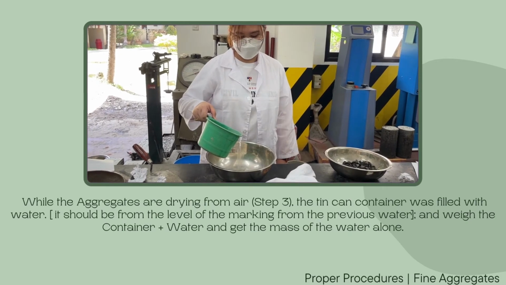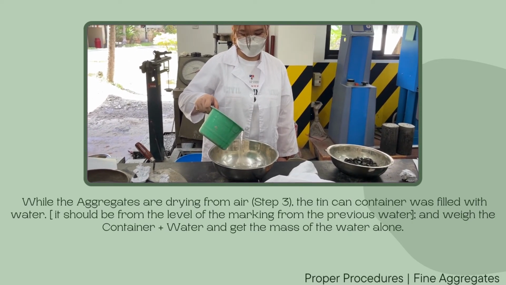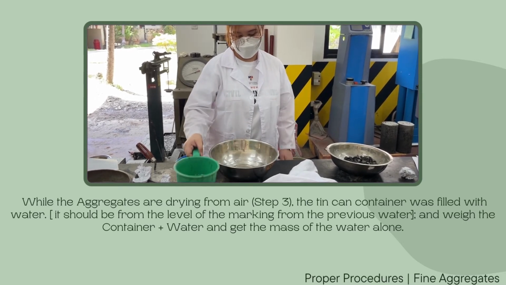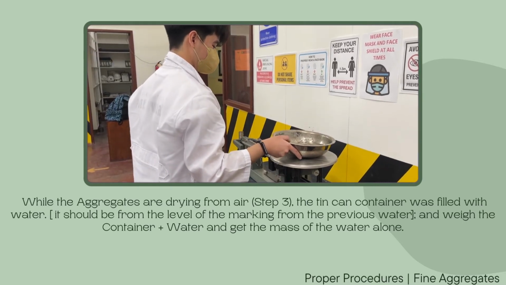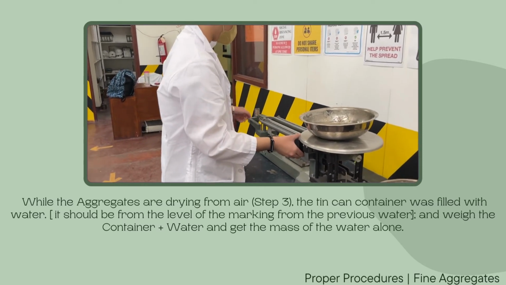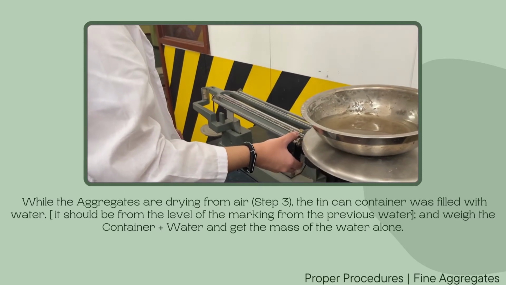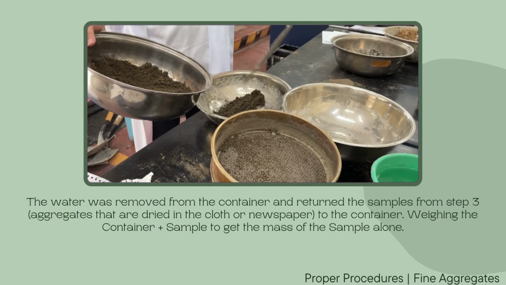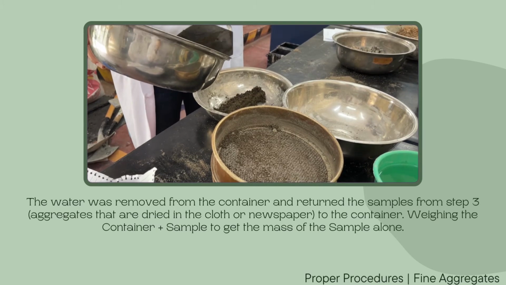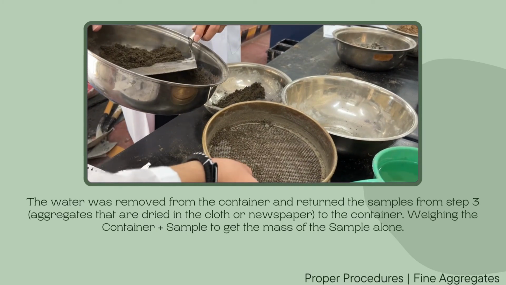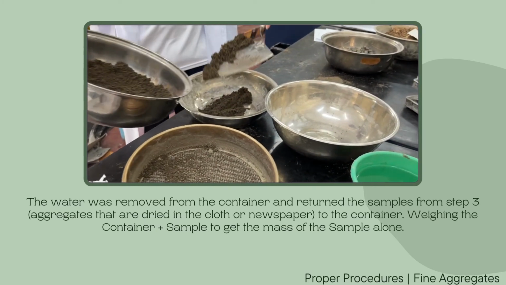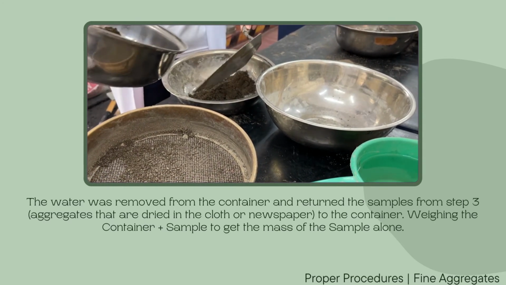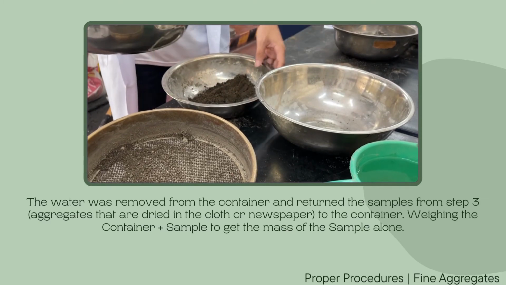Fourth, while the aggregates were drying from air, the tin can container was filled with water. It should be from the level of the marking from the previous water, and weigh the container plus water and get the mass of the water alone. Fifth, the water was removed from the container and the samples from step 3 were returned, aggregates that are dried in the cloth or newspaper, to the container. The container plus sample was weighed to get the mass of the sample alone.